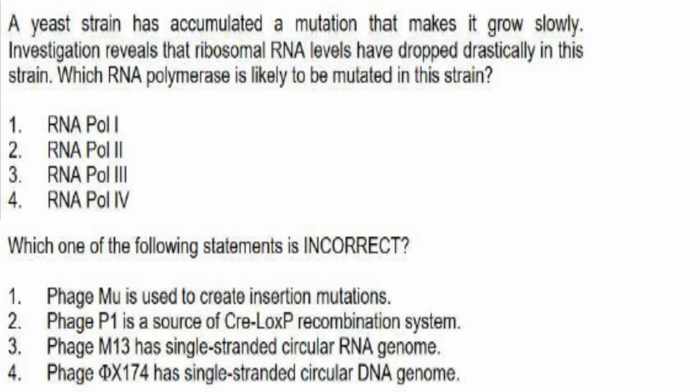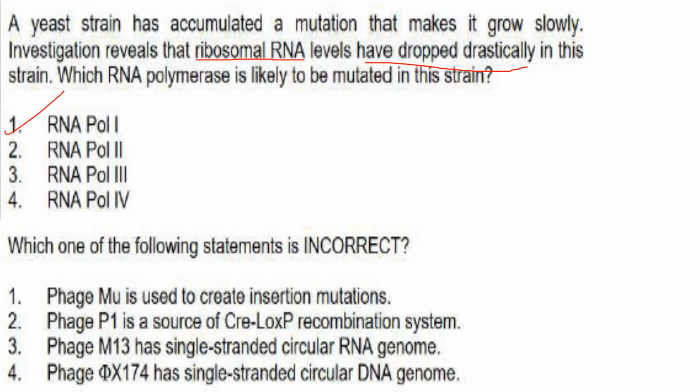Then, a yeast strain has accumulated a mutation that makes it grow slowly. Investigation revealed that ribosomal RNA levels have dropped drastically in this strain. Which RNA polymerase is likely to be mutated in this strain? So ribosomal RNA levels have dropped. RNA polymerase 1 is the one that is needed for ribosomal RNA synthesis. So if ribosomal RNA levels have dropped drastically, then RNA polymerase 1 is mutated.